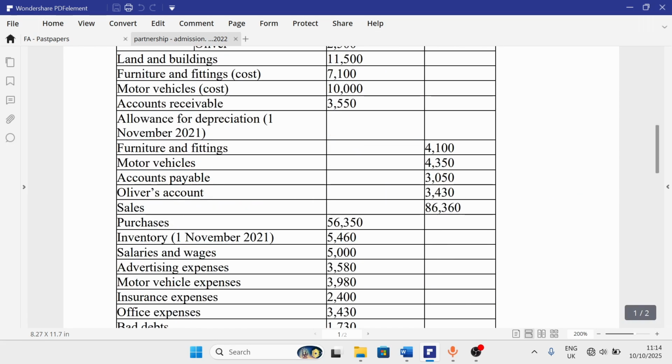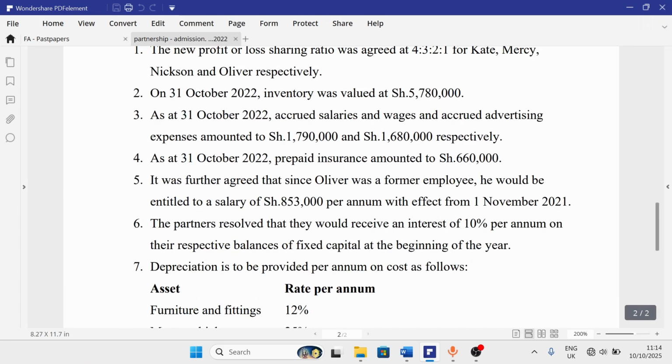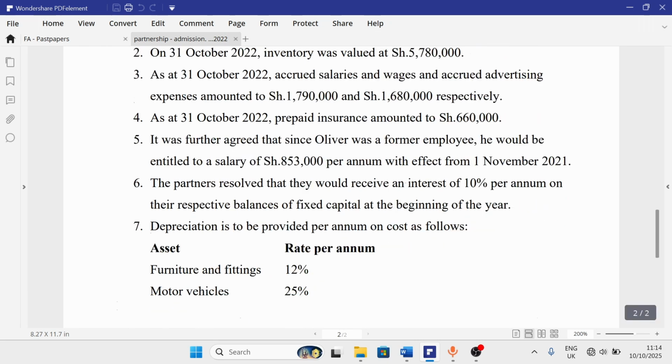And nowhere in your financial statements are you going to show Oliver's account, 3430. So that is the only adjustment you're going to do. Eliminate this balance. Instead, take it to the capital account. The capital amount to appear in the column of Oliver. The goodwill amount to appear in the columns of the other partners. So you can try this one. Even the additional informations, there are no complications. It's supposed to be very easy.